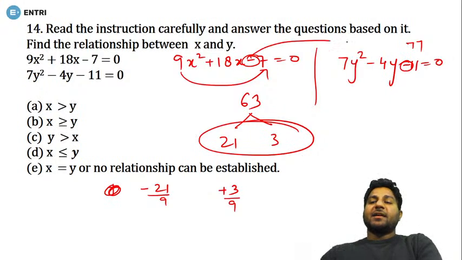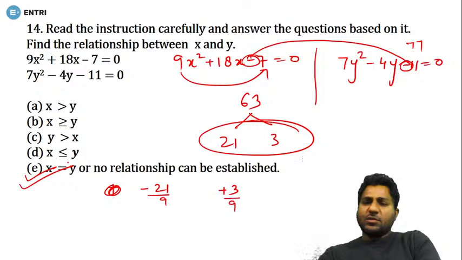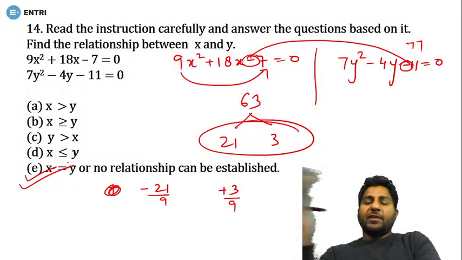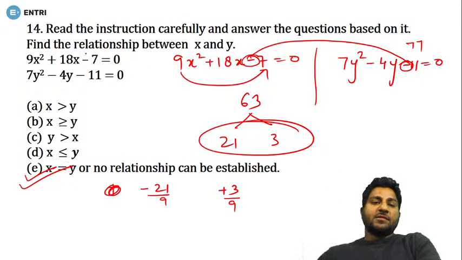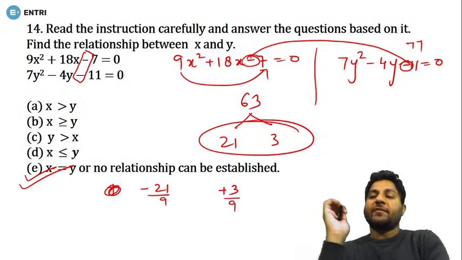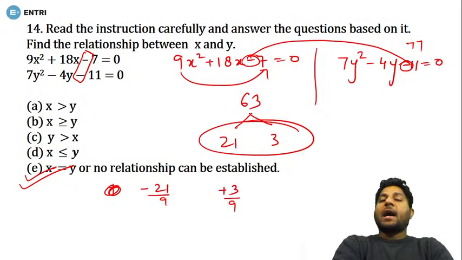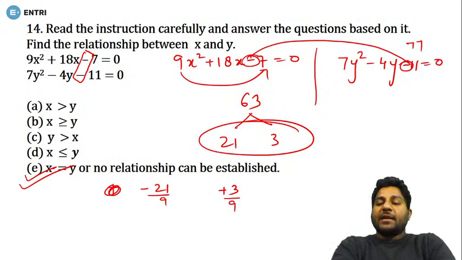Look at this. The two negative signs are on both the equations' constant terms. That means your option E will always come. Just don't solve this question. Both the equations have a negative sign on their constant value, so your answer will always come as cannot be determined. That means you cannot establish any relation. Don't use a pen.